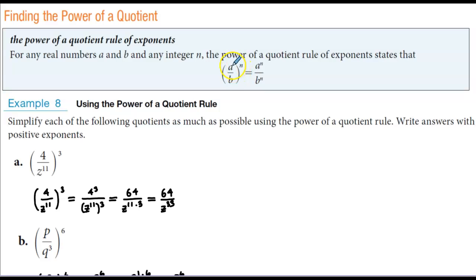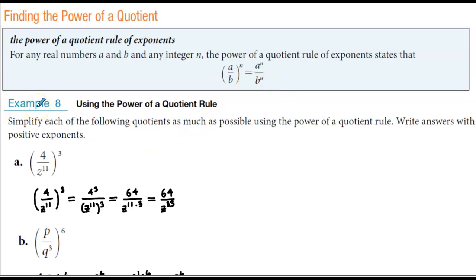So imagine the base of a has an exponent of 1 and the base of b has an exponent of 1. We would take n and multiply it by the 1 for a, and n times the exponent for b, which would be 1, which would equal a to the nth power divided by b to the nth power.